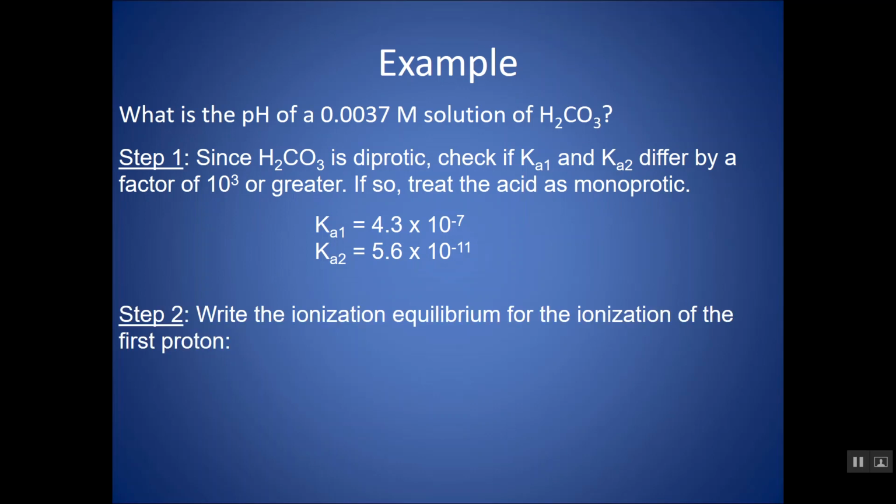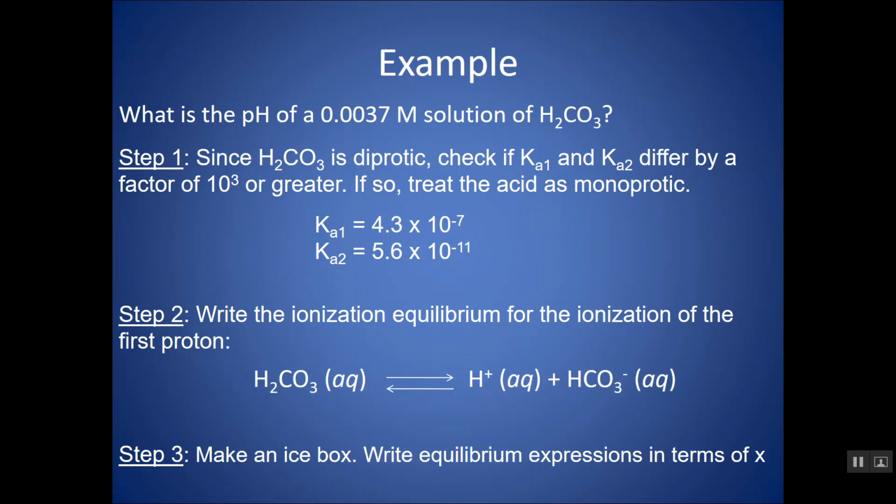So all I have to do is treat this as a monoprotic weak acid problem like I did before. Okay, and can I use that 5% rule assumption if my Ka is 10 to the negative 7 and my initial concentration is on the 10 to the negative third scale? Yeah, that differs by 10 to the third or greater as well. So really the only ionization I'm looking at is the first ionization, and the only Ka I'm going to use is that first Ka. I'm going to treat it like any other problem.